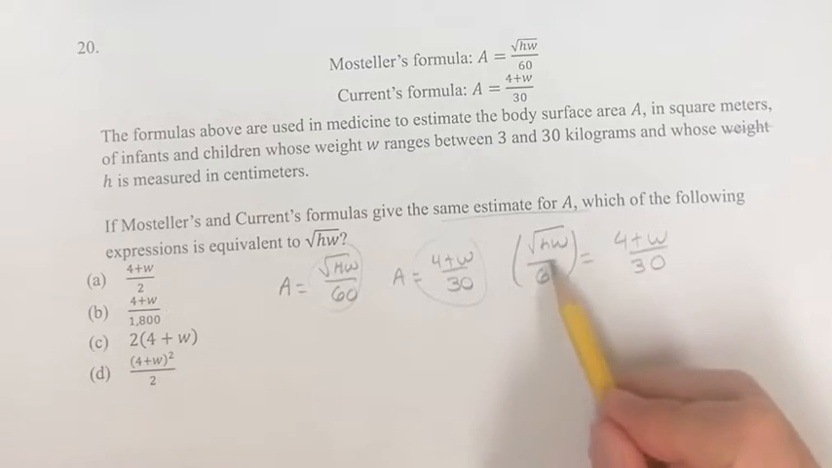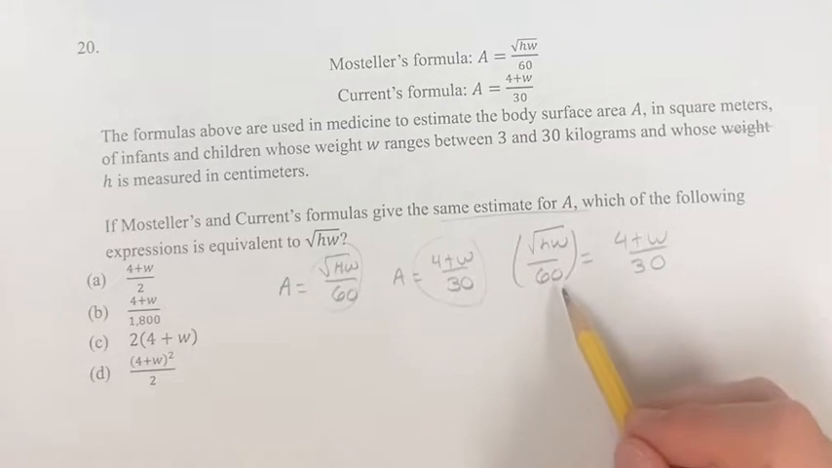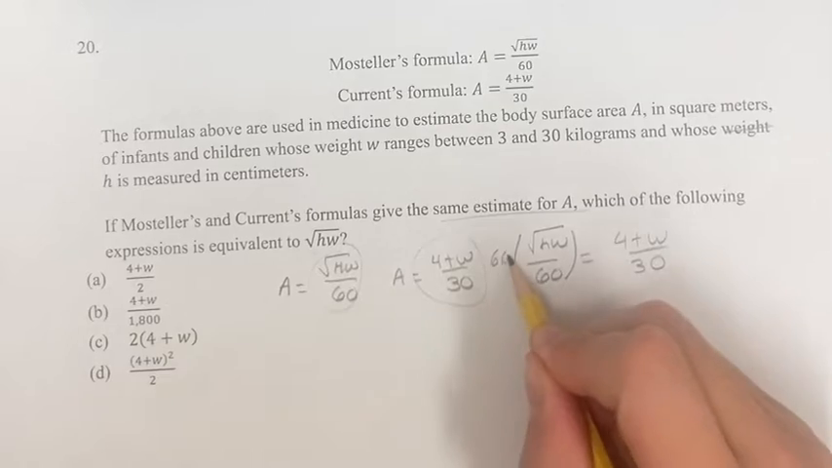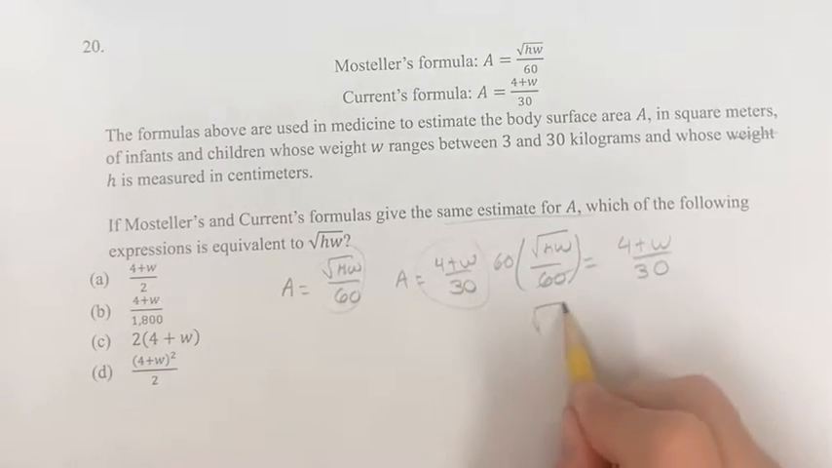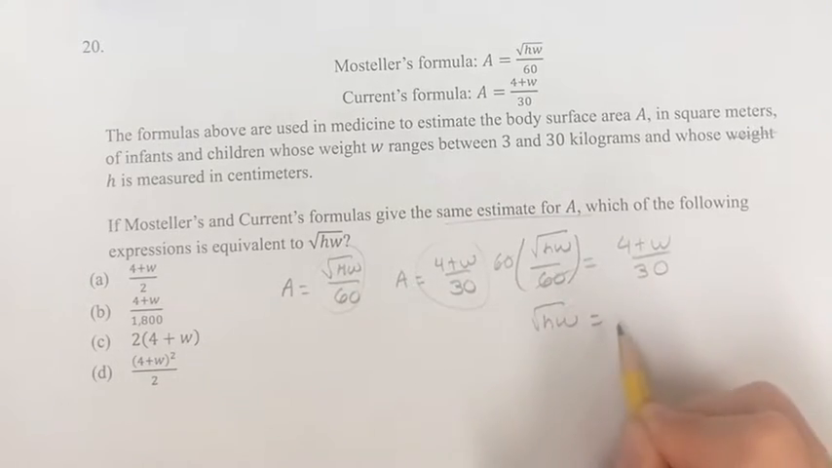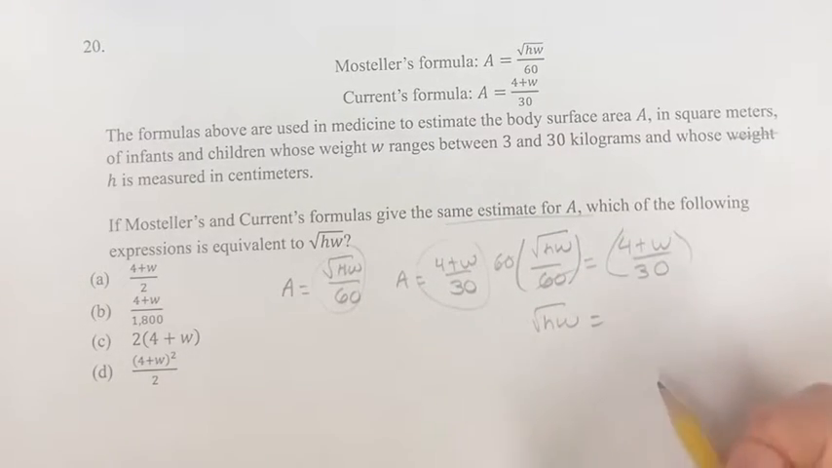We want to isolate the square root of HW. The easiest way to do that is to get rid of the denominator, multiply by 60, because then these will cancel. And you'll just get the square root of HW is equal to. And then on the other side, you also have to multiply by 60. Right? You have to do the same thing on both sides to keep things equal.